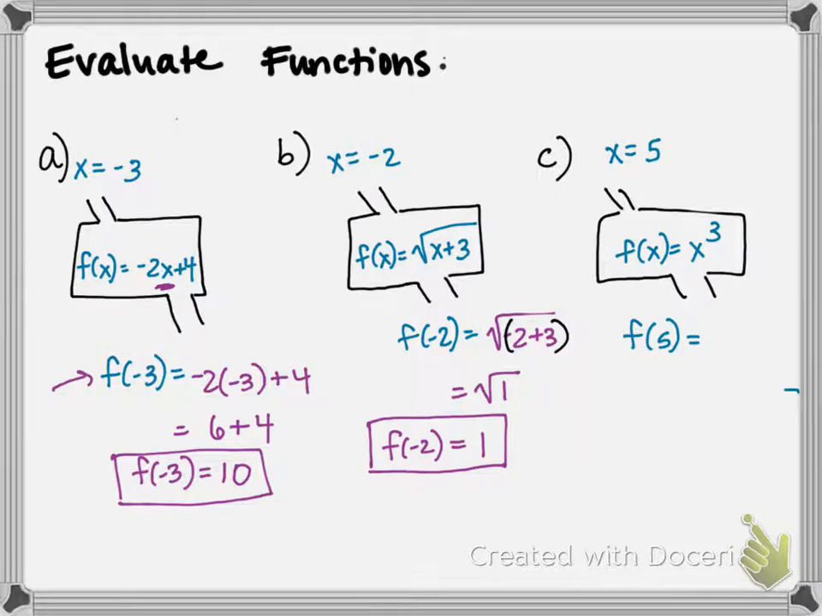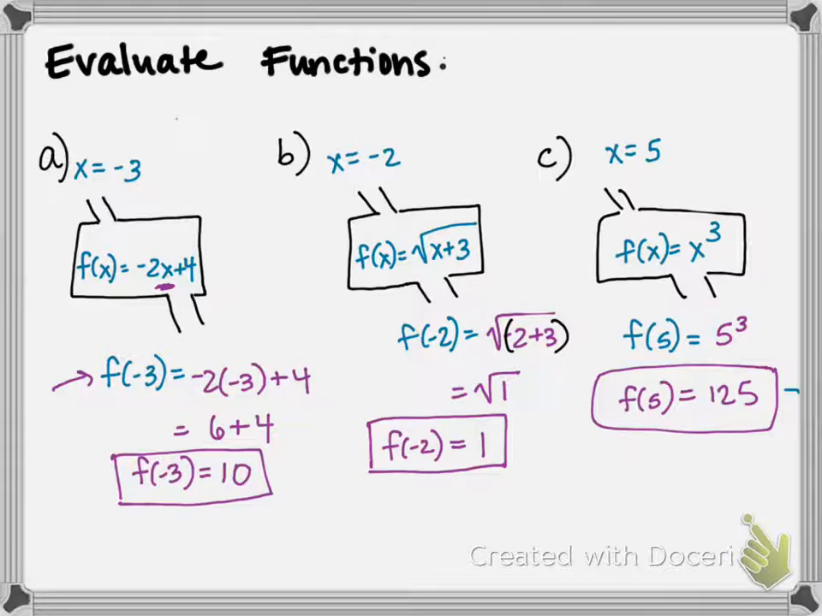Why don't you pause and try the last one, plugging in 5 for x. Okay, and hopefully you did that. You plugged in 5 for x, and then you evaluated, maybe using your calculator. Remember that 5 to the 3rd power does not mean 5 times 3. It means 5 times itself 3 times. So 5 times 5 times 5. You can also use a calculator to do that.